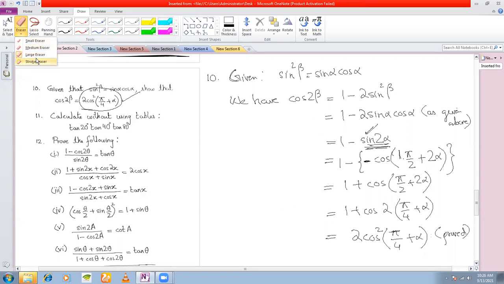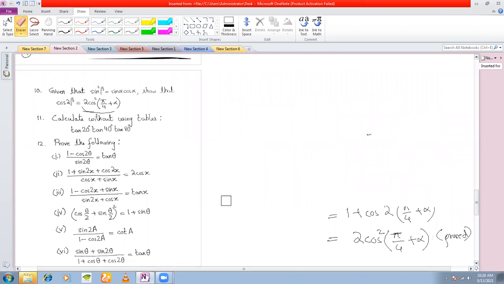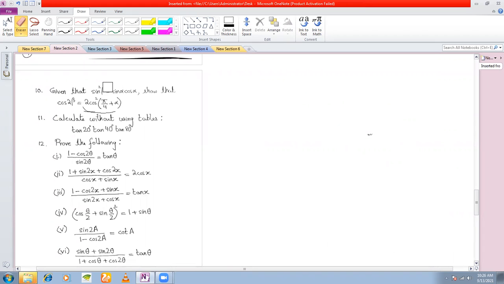Perhaps we can finish another one very quickly. It's an easy one also. Number 11. Calculate without using tables. You need to find the value of tan 20 degree, tan 40 degree, tan 80 degree. For this, you write 40 as a standard angle. What is the standard angle? 60 degree minus 20 degree. And you write tan 80 as 60 degree, the standard angle, plus 20 degrees.